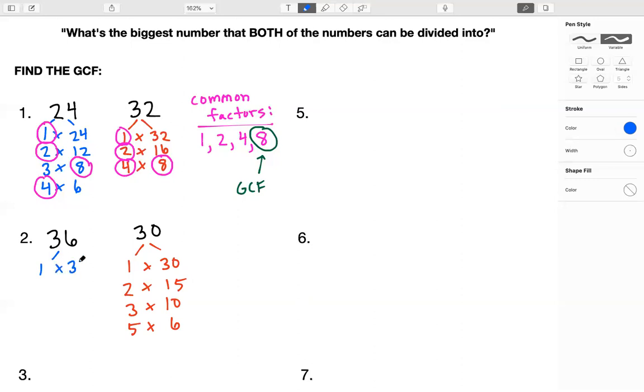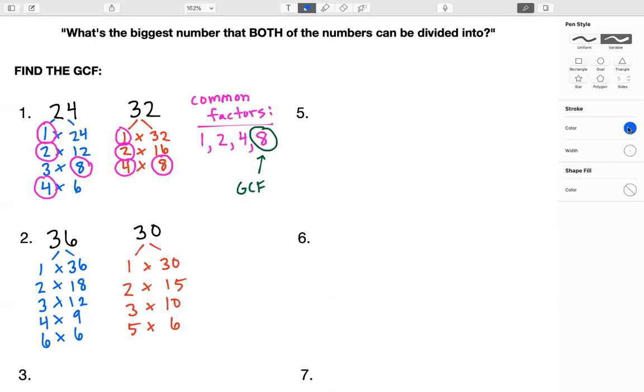Well, I got 1 and 36. And I have 2 and 18. Anything else? I got 3 and 12. Got 4 and 9. And I've got 6 and 6. This is where knowing your multiplication tables is really, really important. So again, folks, these are factors of 30. These are factors of 36, meaning we can divide 30 by any one of these numbers. We can divide 36 by any one of these numbers.